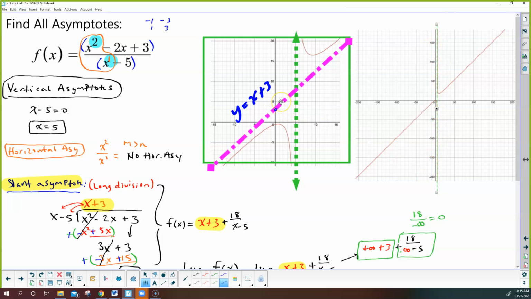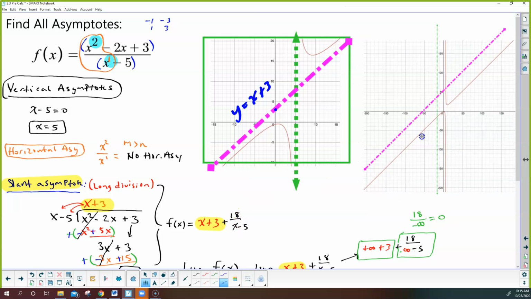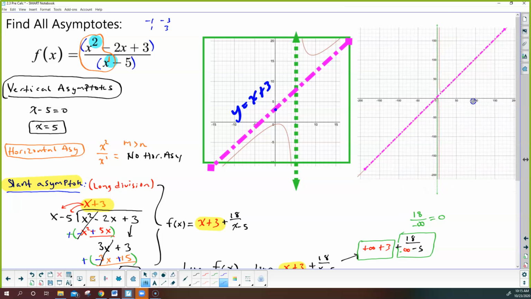But what about this slant asymptote? Well, look at what happens when I zoom out. Doesn't that look to be almost perfect? That dotted line, which is our asymptote, is mirroring how the graph is behaving as we go to the far left and far right.